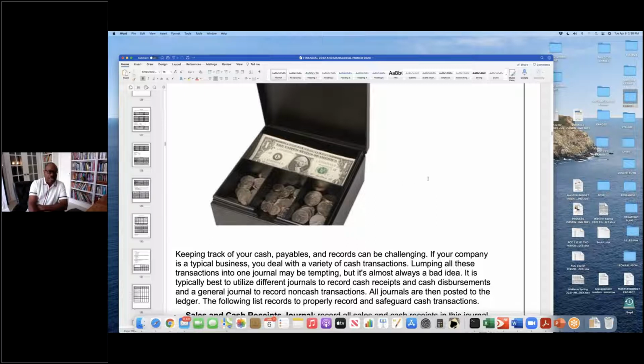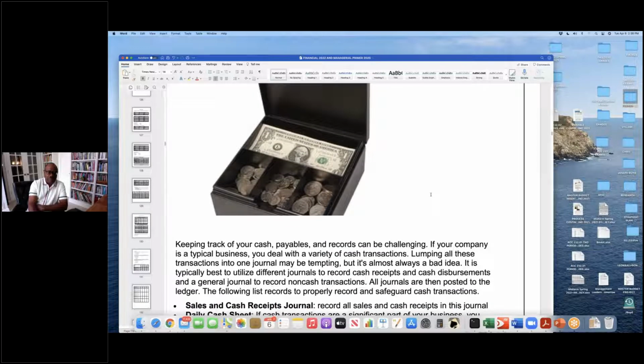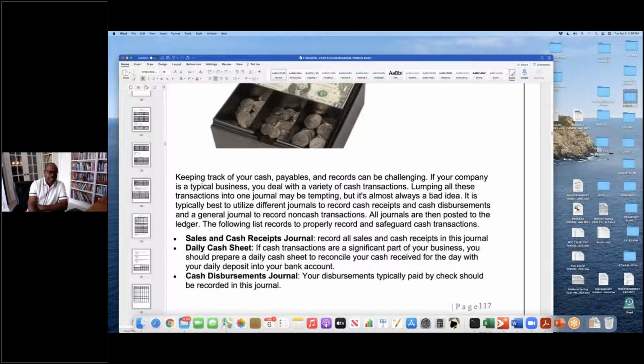So with all these businesses out there that you deal with now, most things are non-cash transactions, so you have other issues. But if the business has cash, you really have to have some controls in place when cash is being collected, and just in general in dealing with cash. And so what we do is we typically have a sales and cash receipts journal. So we just put all the sales and cash receipt transactions in one journal, and we post that.